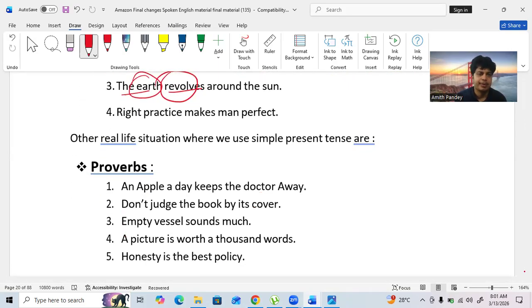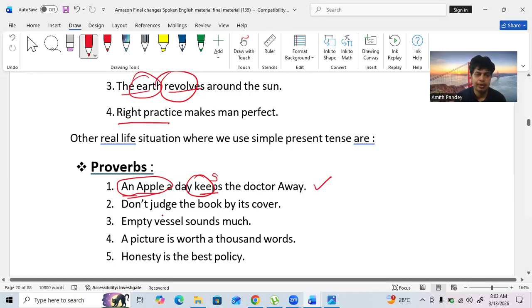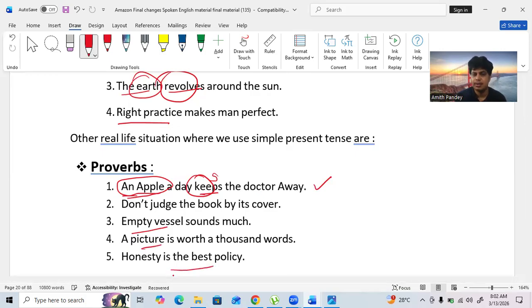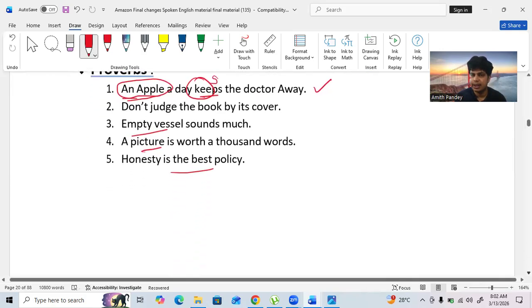Which is a proverb, right? And a fact as well. In the case of proverbs as well, you have to use simple present, like an apple a day keeps the doctor away. So apple is a name, and keep is a verb with which you are using s. So whatever the proverbs, whatever the universal facts, or including the laws, you'll find simple present in them. Don't judge a book by its cover. Empty vessels sound much. A picture is worth 1,000 words. Honesty is the best policy. Hope you're getting all these points.